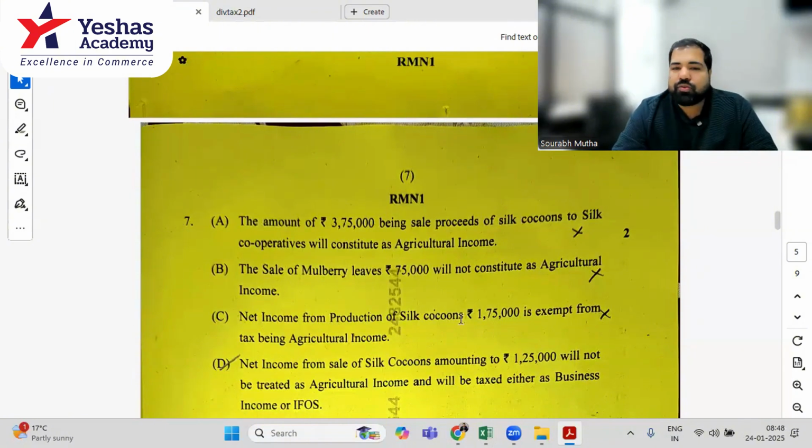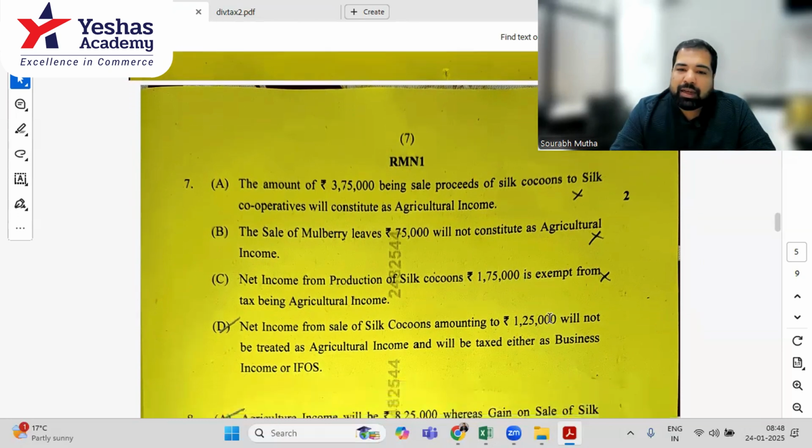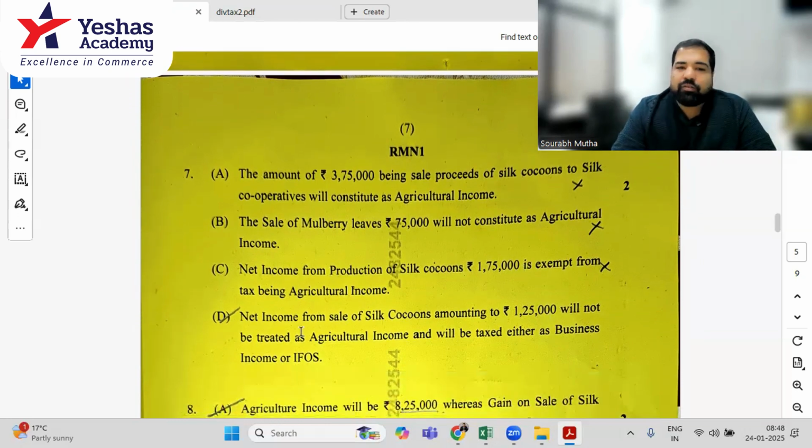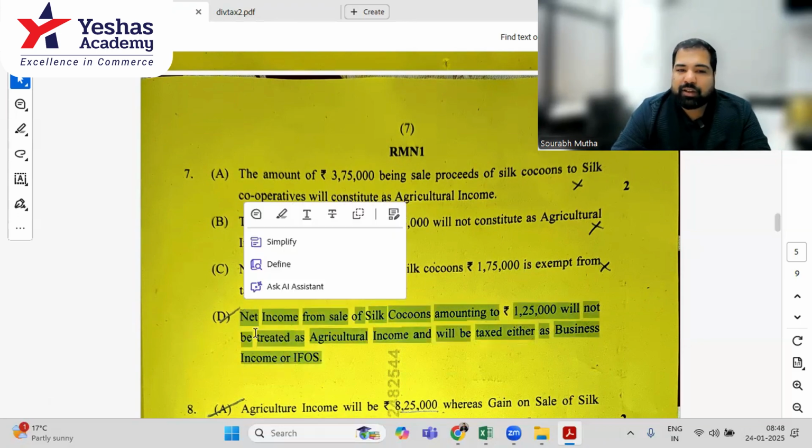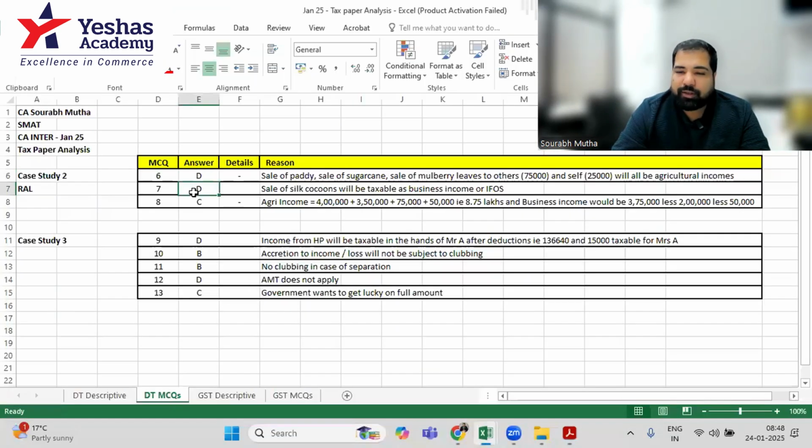Net income from production of silk cocoons 1,75,000. It's not 1,75,000, it's 1,25,000. Let's see this answer. Net income from sale of cocoons amounting to 1,25,000 will not be treated as agriculture income. Absolutely right. It is business income. So answer is D, 7th D. Here we go, 7th D.